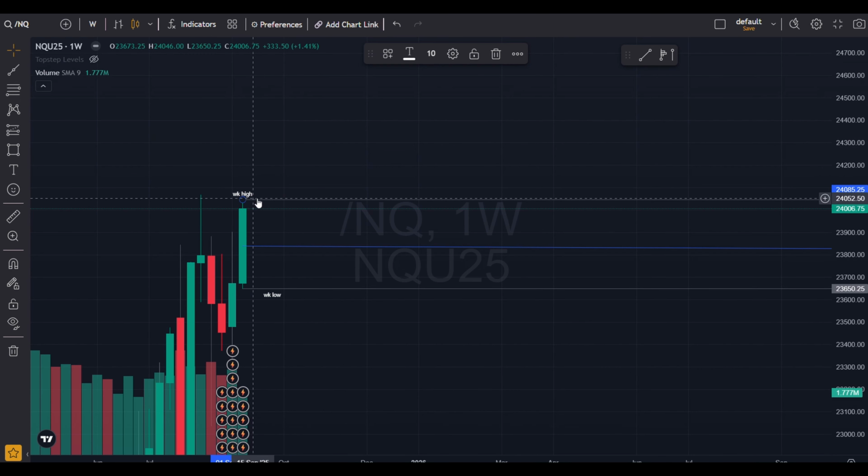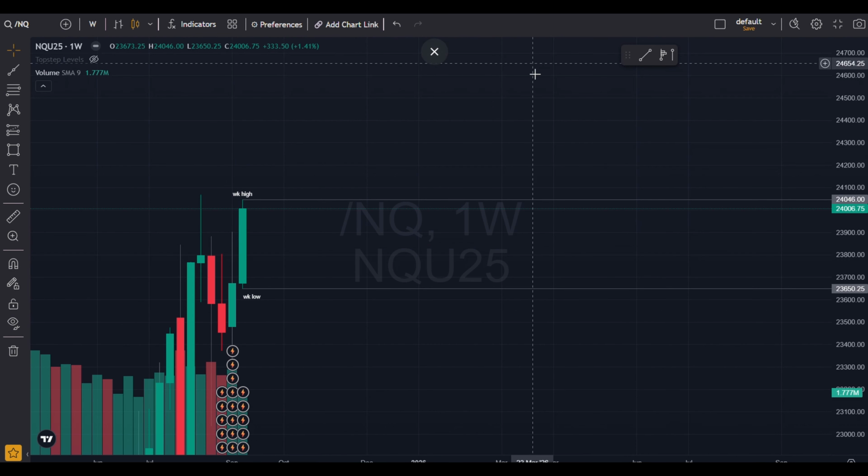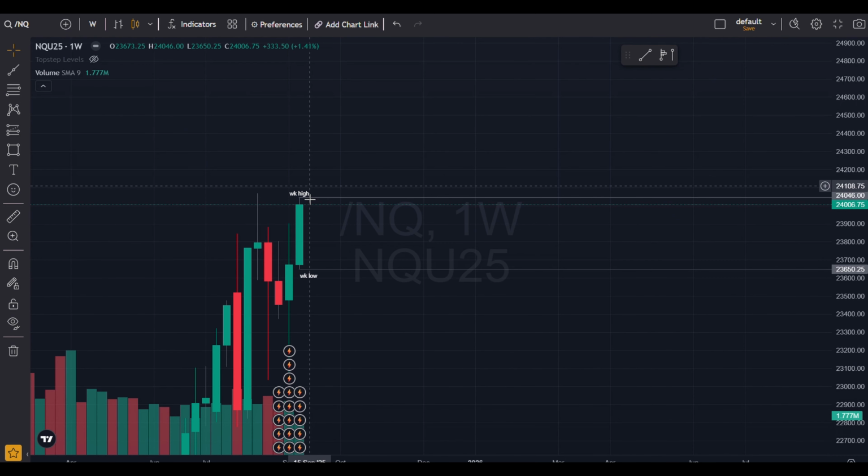And so right here we have the week high, we have the week low. So these are two very clear levels, two draws on liquidity. These are good to know, good to understand, just because you want to have a good idea of where we're going. And so this, I would say, is a pretty bullish week.